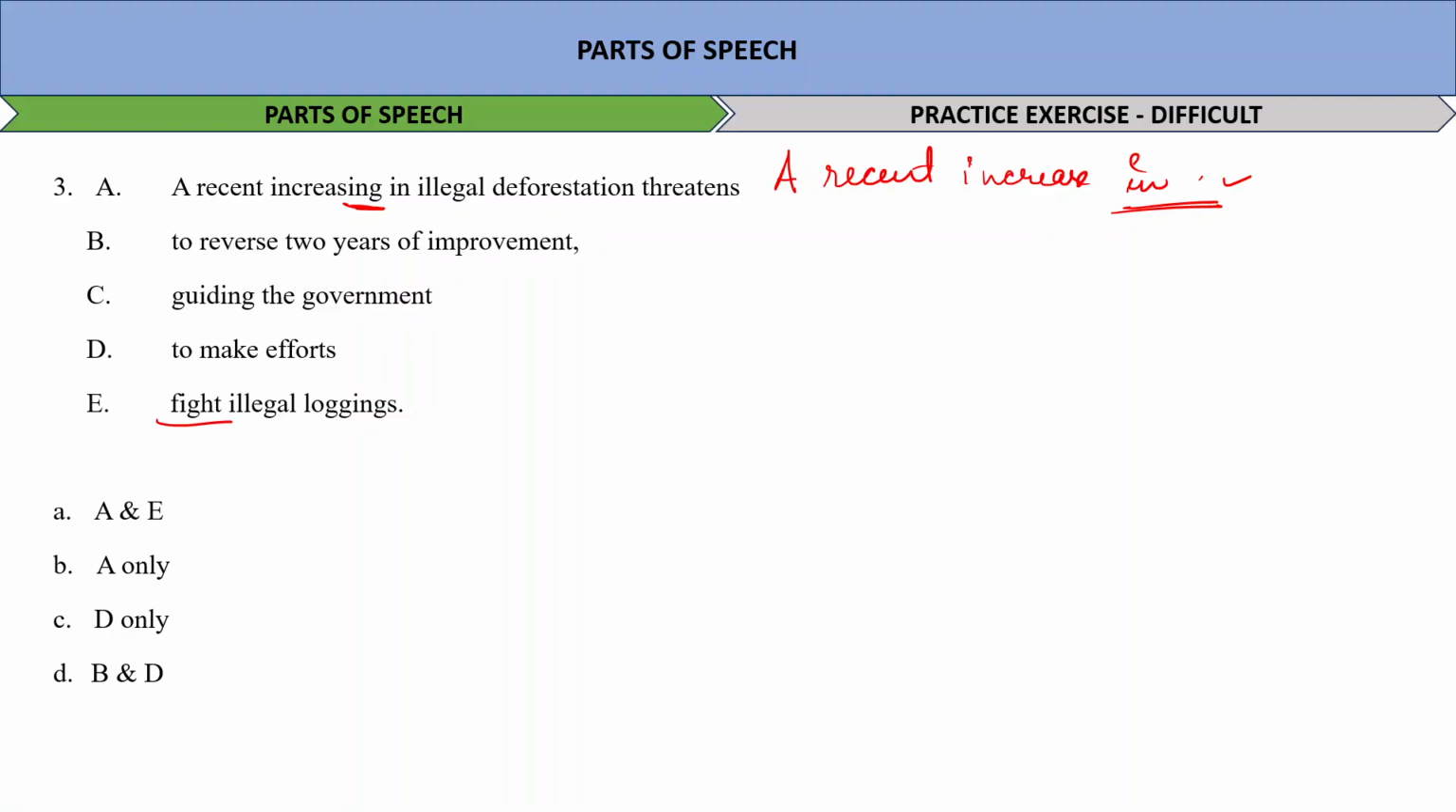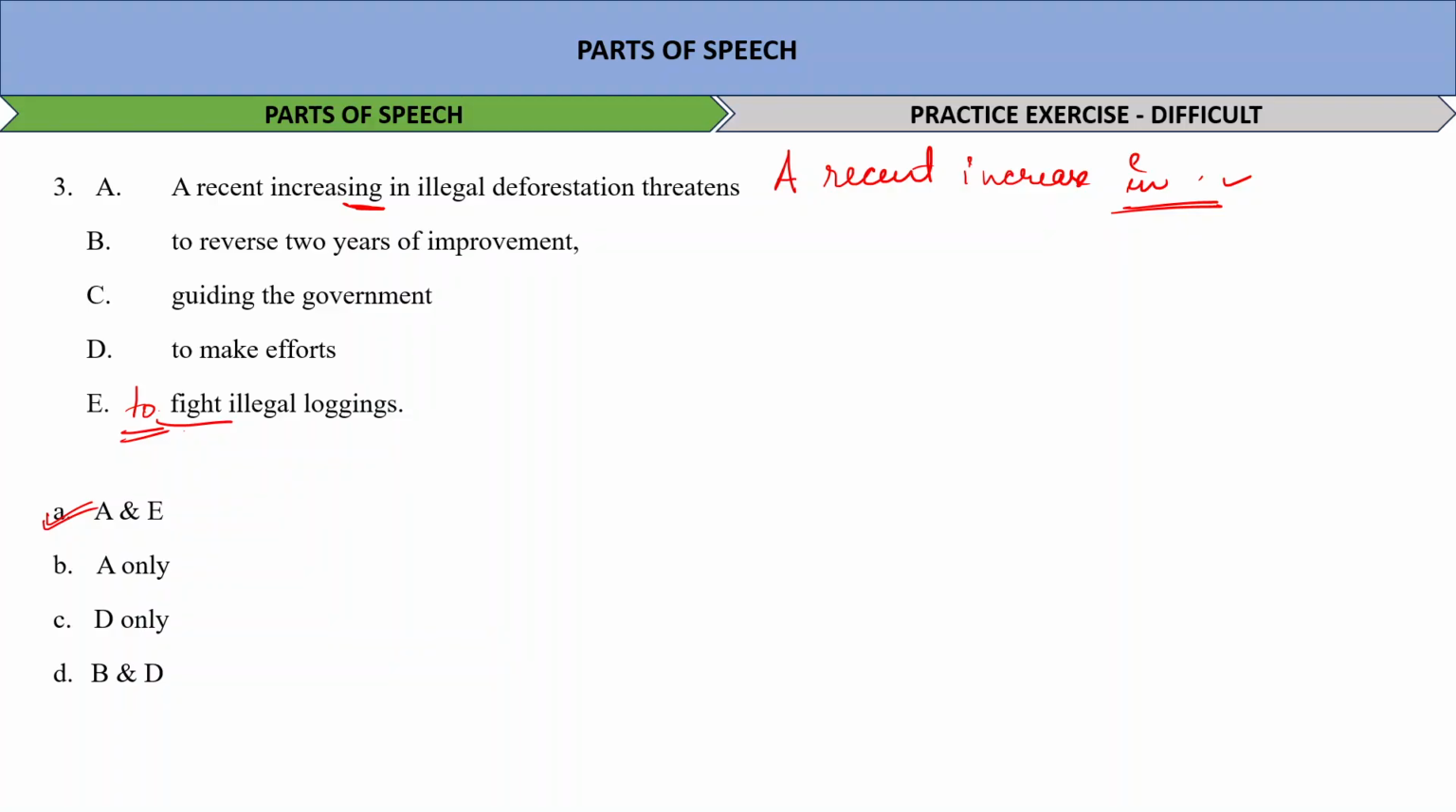We need to use, this is an auxiliary verb, right? We need to use to, which will precede fight in the sentence, and then it will be an appropriate sentence, right? To fight illegal lodgings. So the part which has an error is option number A itself. A and E, both the sentences have an error.